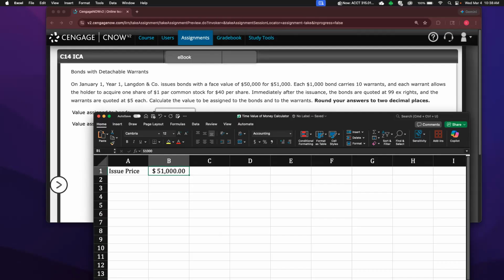So the bonds are quoted at 99 ex-rights, which means 99% of the face value. We have our issuance price. Let's get our face value. Our face value is $50,000. Quoted at 99 ex-rights.